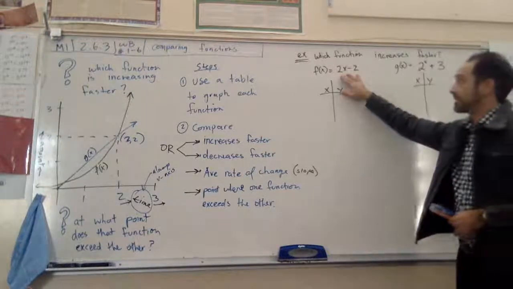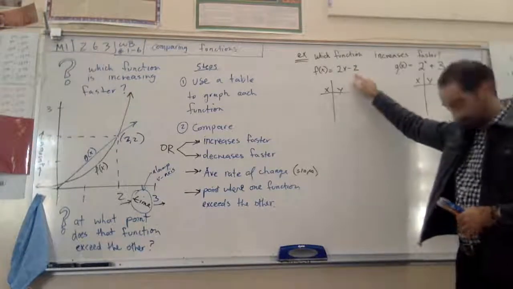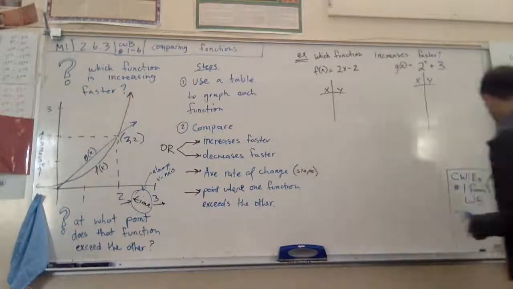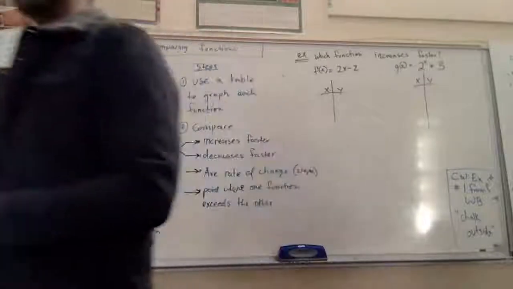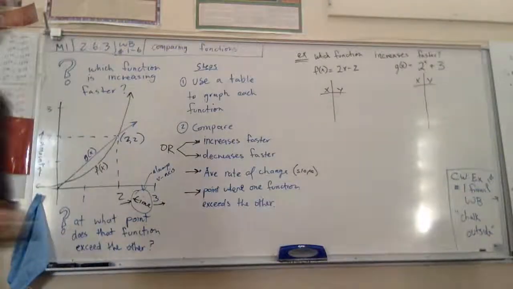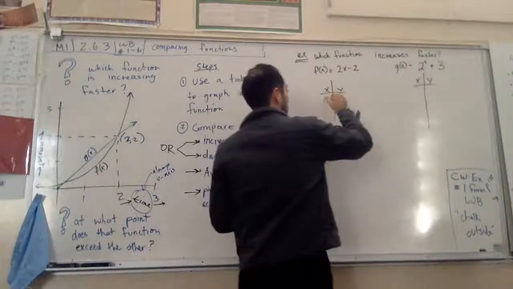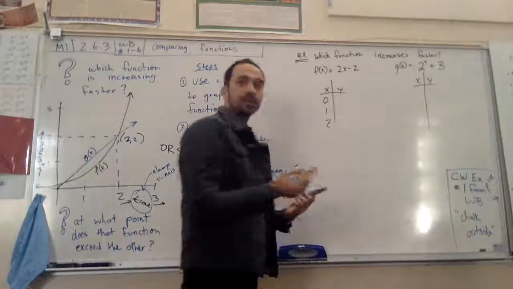Here's a function. This is 2x minus 2. We know how to graph this, but let's go ahead and pretend we don't know how to graph it. What value should I plug in for x? 0. What else? 0, 1, 2. Let's just see what's happening at the first two amounts of time.